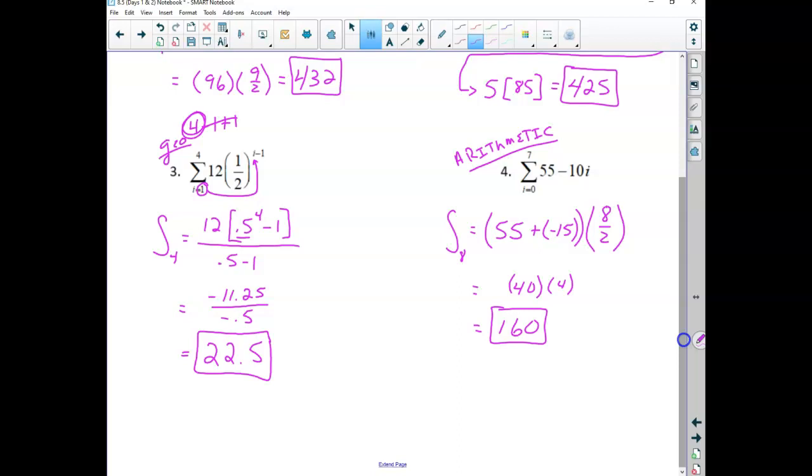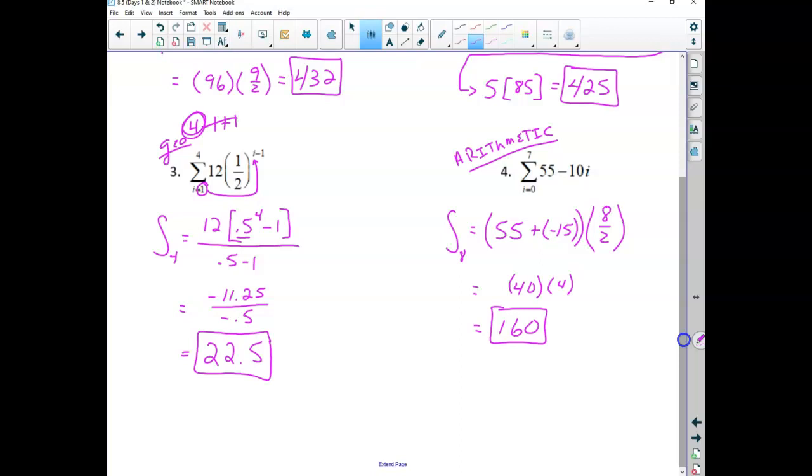Well, if I type that top in there, a half to the fourth power minus 1 times 12, that's negative 11.25 divided by 0.5, that gives me 22.5. And the very last one there, hey, we got another arithmetic sequence. This one's actually subtracting away.